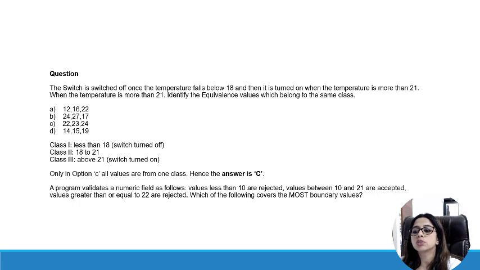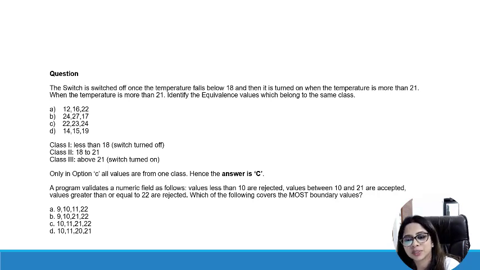You have to choose the option which covers most of the boundary values. Now you know what you have to do in boundary value analysis. You have to choose only the values which lie on the boundaries. So our boundaries contain 9, 10, 21, 22. We'll see which option has more of these values. First option, 9, 10, 11. 11 is not in the boundary, so option A is chucked out. B, 9, 10, 21, 22. So B is the answer here.